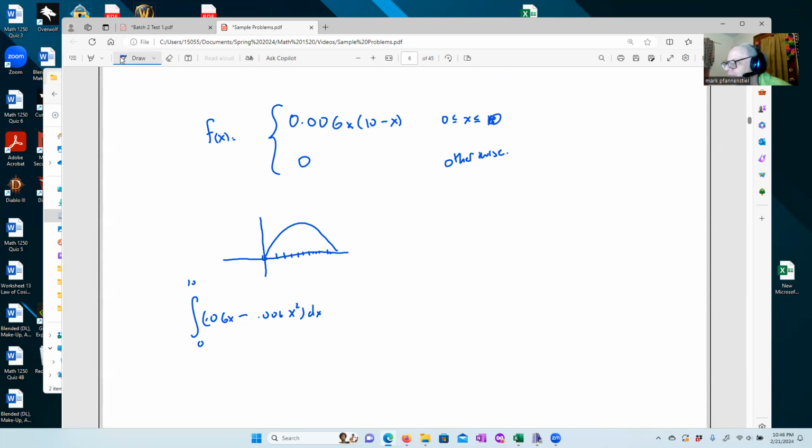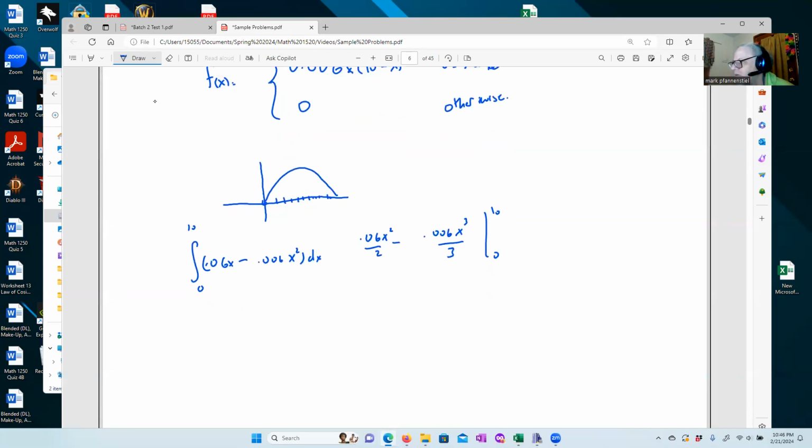So not so bad. And again, you could have factored that constant out first. That would have been fine. But let's see here. We are going to end up with 0.06 x squared over 2 minus 0.006 x to the 3 over 3. And we're going to check between 0 and 10, dot, dot, dot. And then we'll go ahead and do our arithmetic here.